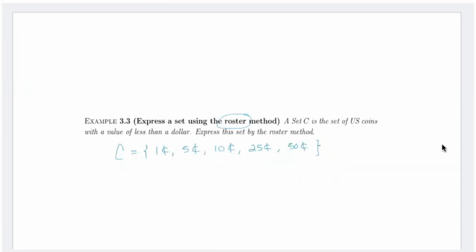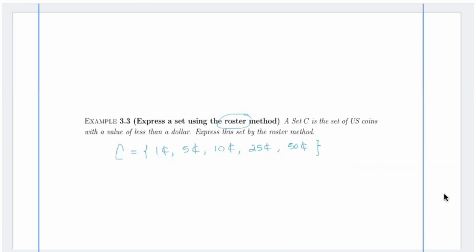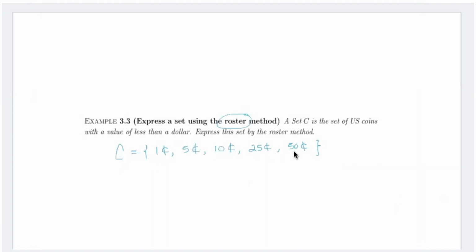Now my next question: are the elements clear? Do you understand why it is 1 cent? Do you understand why it's 5 cents? Do you understand why I'm listing out all these elements? It's clearly determined. I cannot put any other coins here, like a Canadian penny. You know what I mean? It's clearly determined. Everybody agrees those are the US coins.